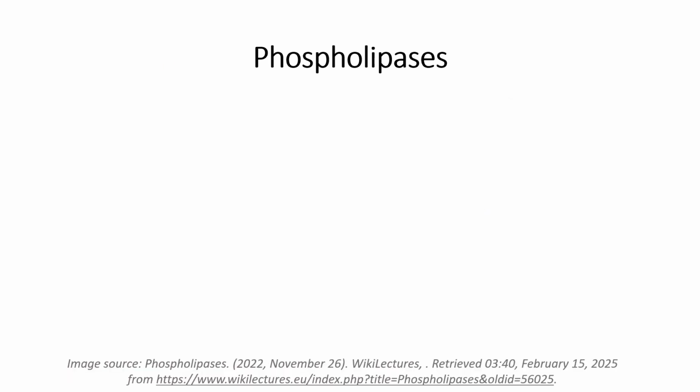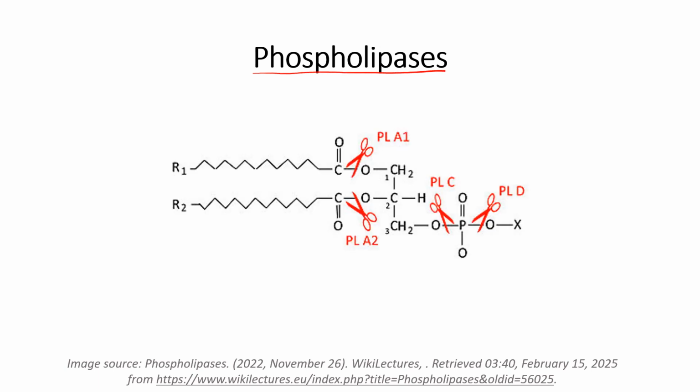Now we are here to see the various types of phospholipases which act on the phospholipids. This image shows four types of phospholipases and their sites of action: phospholipase A1, phospholipase A2, phospholipase C, and phospholipase D. We said that glycerol has three carbons, which are numbered here 1, 2 and 3. The first carbon is commonly attached to a saturated fatty acid. If that place is being cut, it is by phospholipase A1.